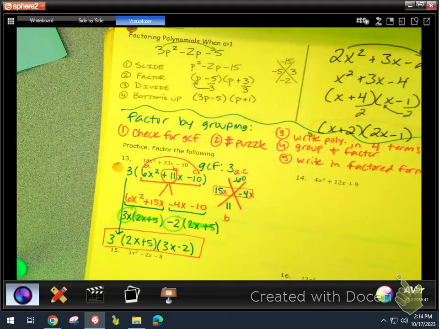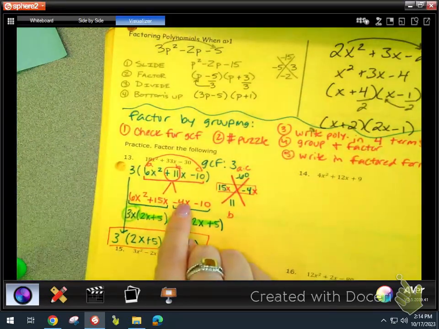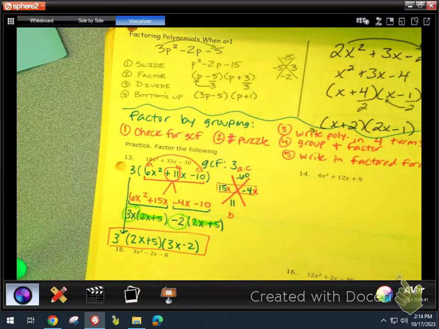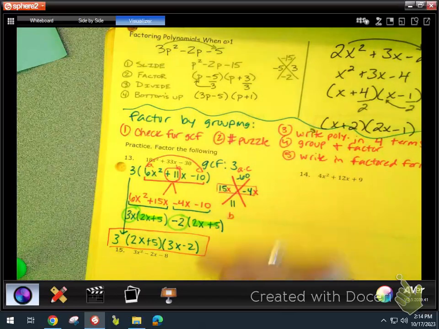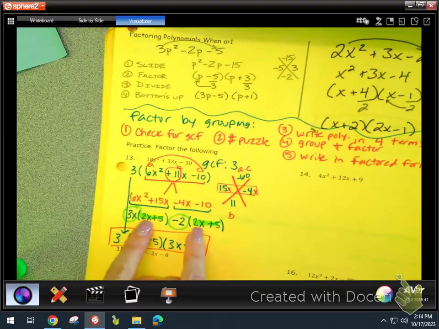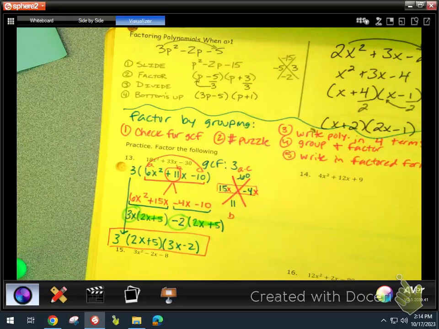Will helped us out, and he said my number puzzle was 15 and negative 4. What if you put 6x squared minus 4x plus 15x minus 10? Is that going to mess up your answer? No, it's the same thing. So even if your work looks a little bit different, what's in the parentheses is going to be the other factor, and then your GCFs will be on the outside. So I think this is the best method of doing it.